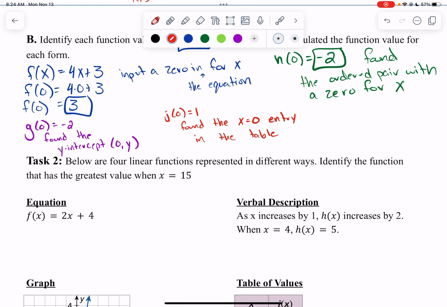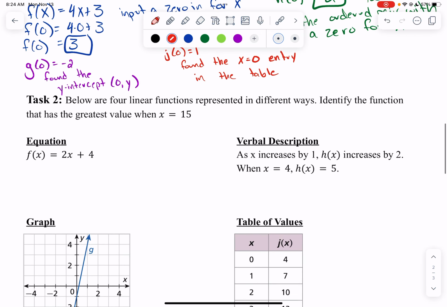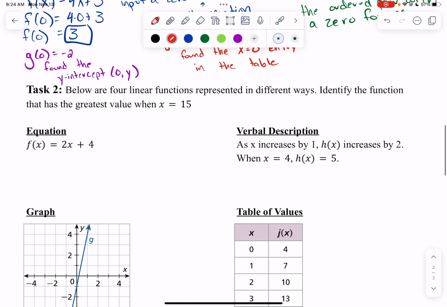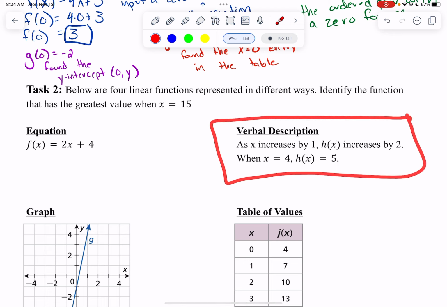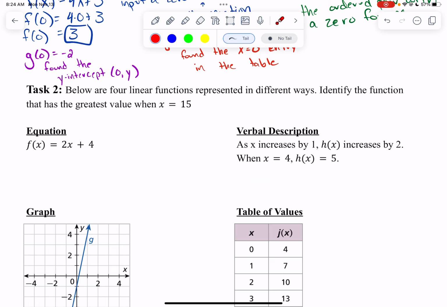All right, now we're going to have 4 new ones. We're going to answer a few questions about these. One thing that's different about this one is we're going to be looking at a verbal description. We haven't talked about a verbal description yet, so we'll go ahead. Basically, it's just describing how x and y relate to each other in words.